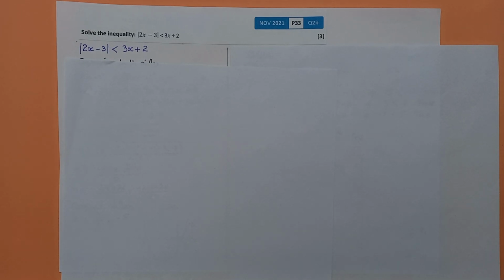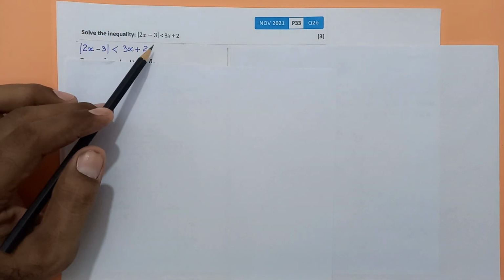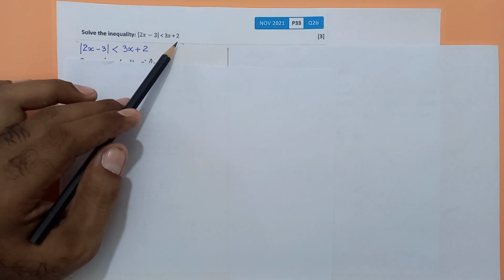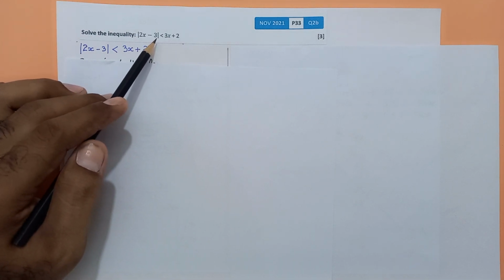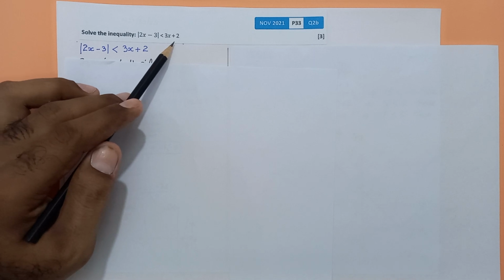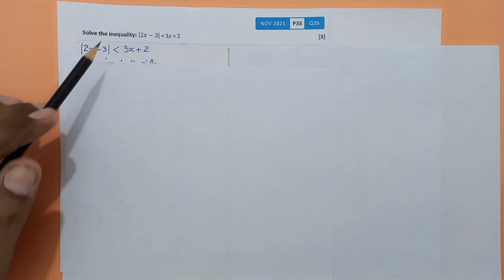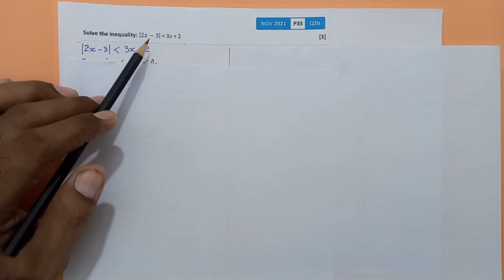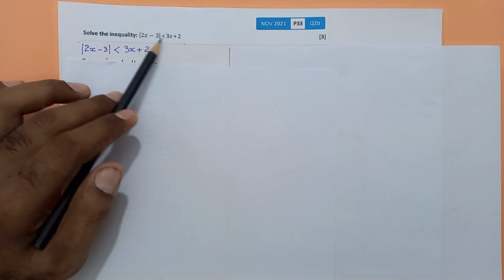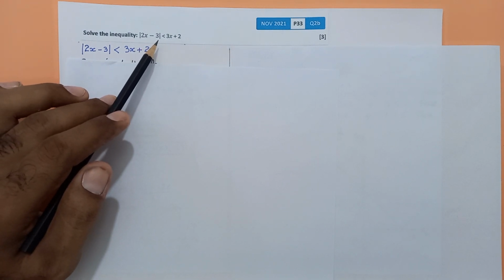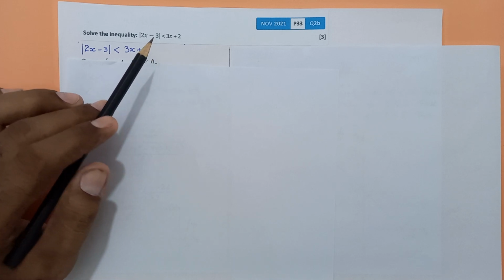Hello everyone. We have a question from a modulus inequality, but in this question we don't have the modulus on both sides. We just have a modulus on one side and the other side is simply 3x plus 2. Definitely in this question we would be comparing the questions that have a modulus on both sides and on one side. So what would be the difference for finding the set of values of x?